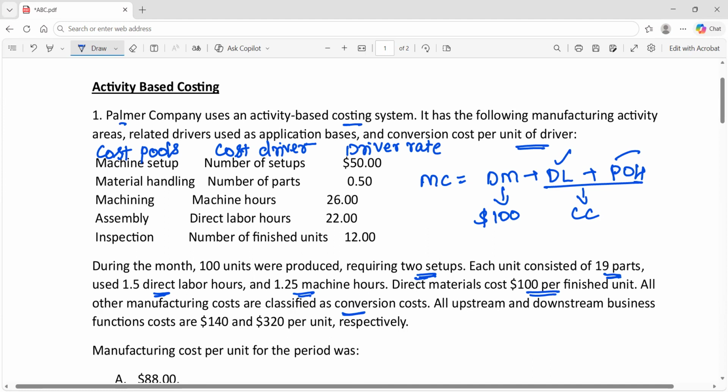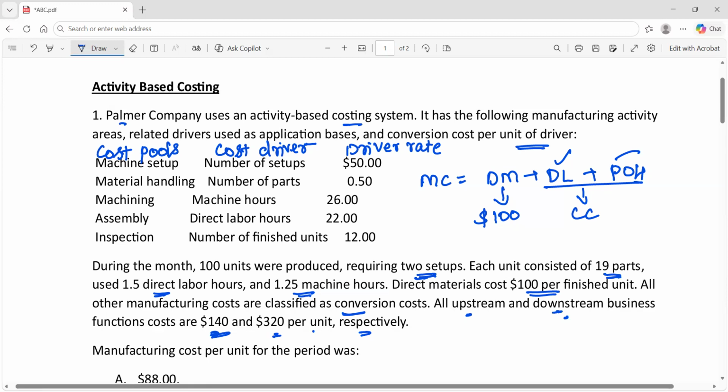All upstream and downstream business function costs are $140 and $320 per unit respectively. So your upstream cost is $140 per unit. So first, what is an upstream cost? Any cost that is incurred before starting the production, for example, research and development. And downstream cost is the cost that is incurred after the production, for example, marketing and advertisement expenses, all those things. So before production, upstream cost is $140 per unit and downstream cost is $320 per unit.